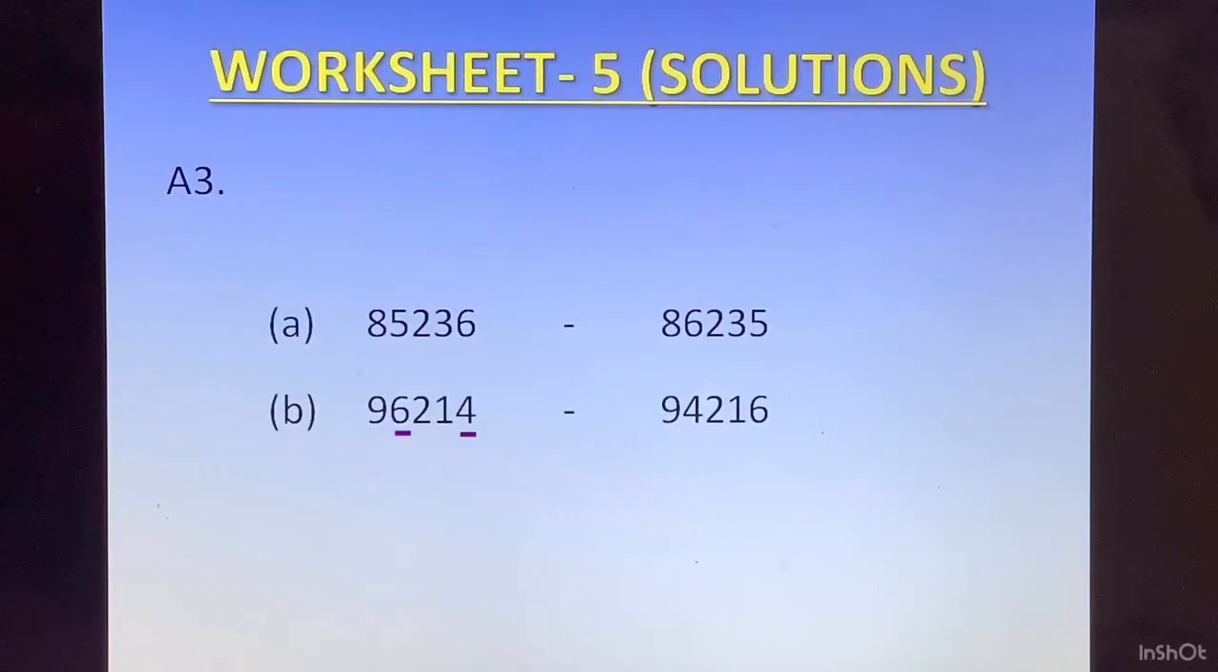4 is at the tens place, 6 is at the thousands place. So we will interchange the place of 4 and 6 and we will get 94216. 74521. 1 is on the ones place and 4 is in the thousands place. So these two have to be interchanged. New number thus formed is going to be 71524.